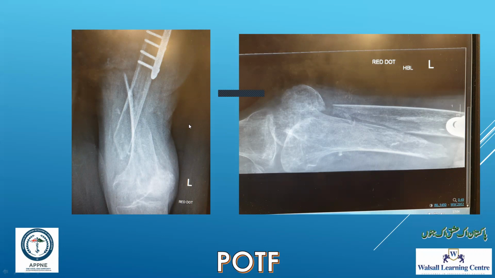Sir, after detailed history and clinical examination, the first thing I would like to do is screen for any infection with routine investigations. But the patient has just come to you after having a fall. How can you have infection?